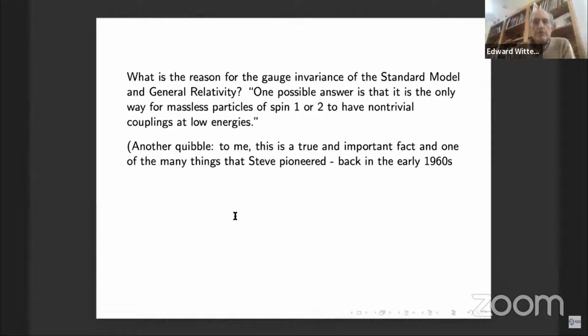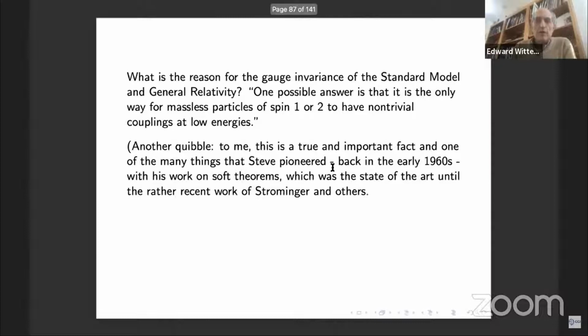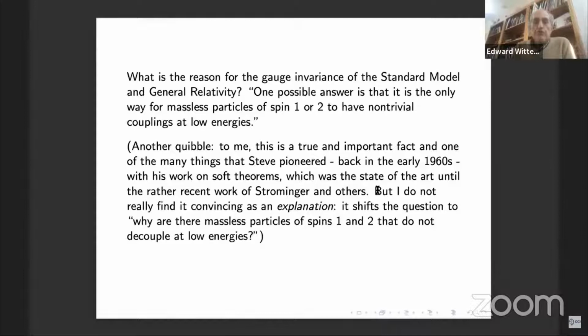But I would quibble slightly with this proposed explanation. I would say that this is a true and important fact, that the only way for massless particles of high spin to have non-trivial low energy couplings is to have gauge invariance and general relativity. It's one of the many things that Steve pioneered back around 1964. And his work on these questions was the state of the art until the last few years. But I don't find it convincing as an explanation. To me, it shifts the question to why are there massless particles of spin one and two that do not decouple at low energies? I don't think we have better explanations today. I don't think we have a full understanding today.